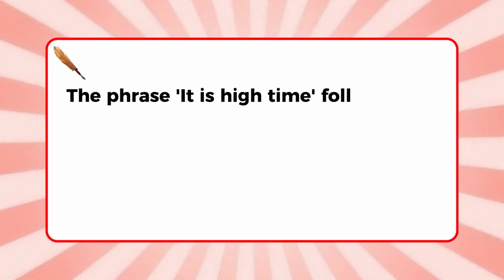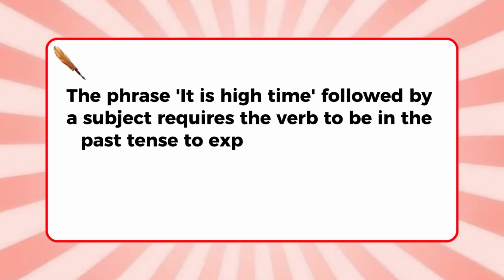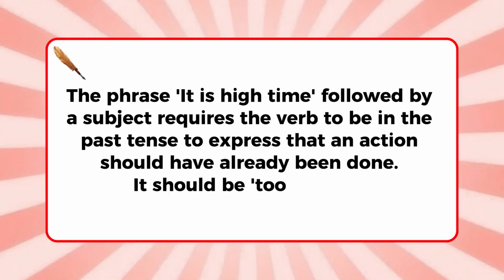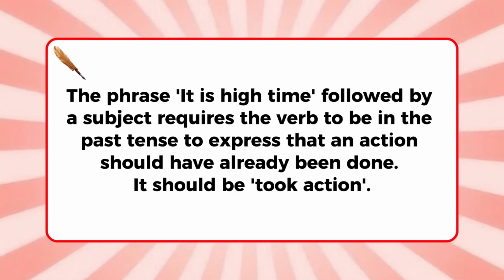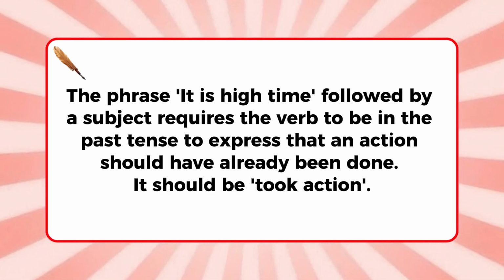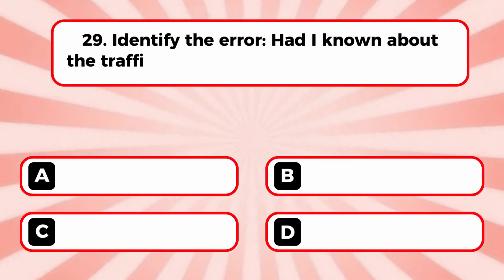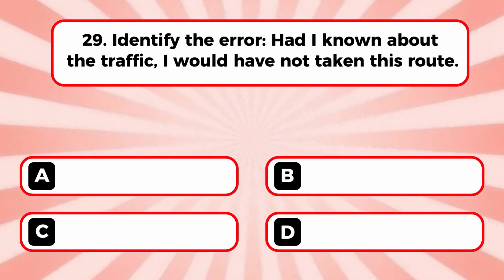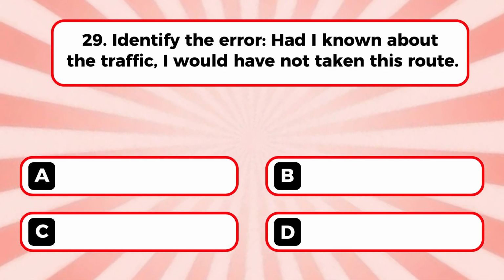The phrase "it is high time" followed by a subject requires the verb to be in the past tense to express that an action should have already been done. It should be took action. 29. Identify the error. Had I known about the traffic, I would have not taken this route.